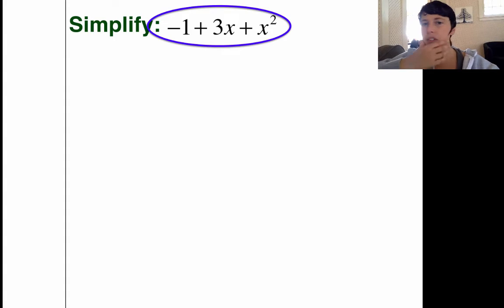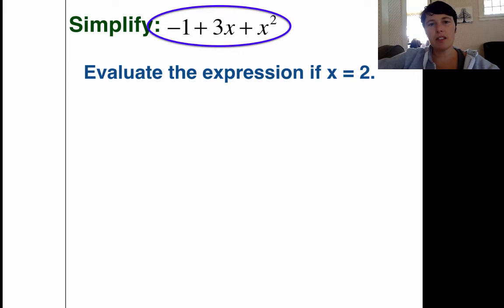Okay, so now that we've simplified it, let's do a little bit more work with it. There's our simplified answer, negative 1 plus 3x plus x squared. Now I'm going to add some new directions. Let's evaluate the expression if x was equal to 2.